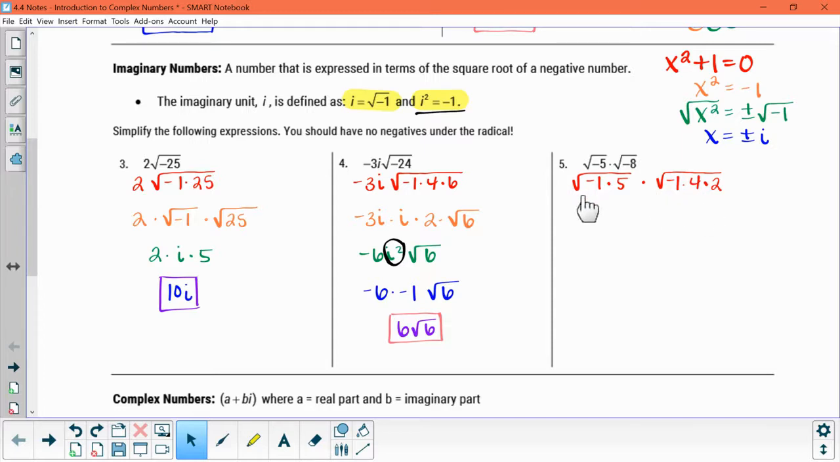So for my first term, I'm going to pull out an i square roots of 5. For my second term, I'm going to pull out an i and I'm going to pull out a 2. So 2i square roots of 2.